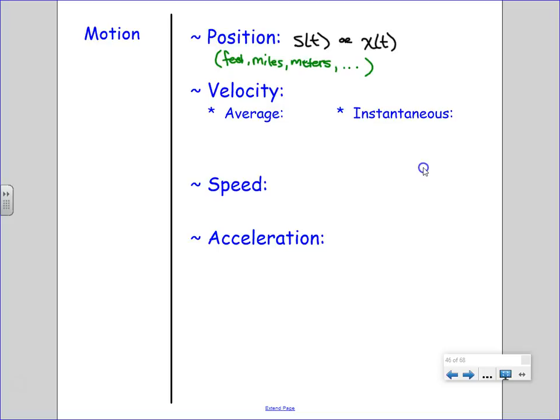Velocity is just v of t. In general, what is it measured in? Depending on what we have, it could be miles per hour, a distance over a time. It could be feet per second, or meters per minute. Long story short, it could be anything that has some sort of distance measurement over some sort of time measurement.